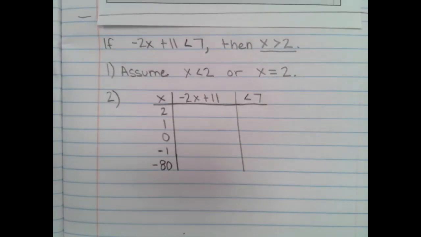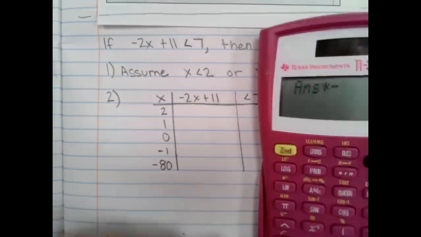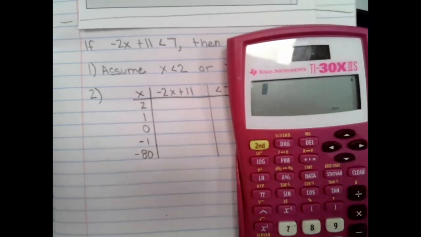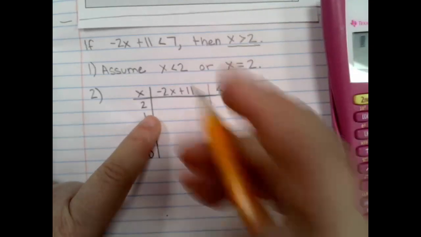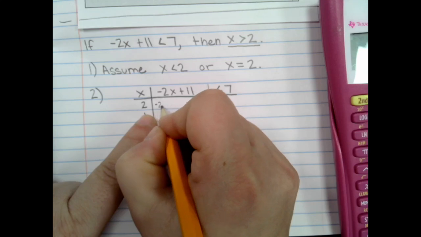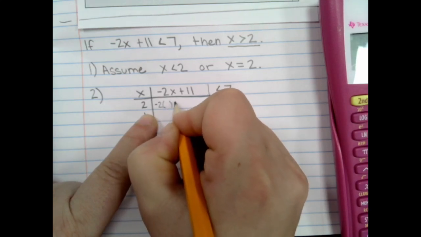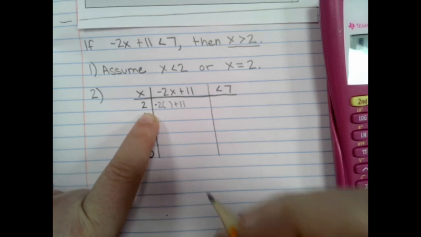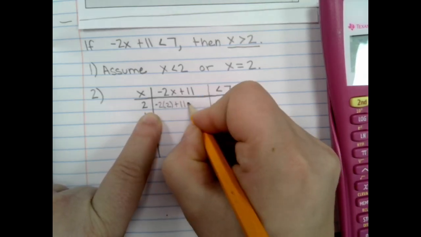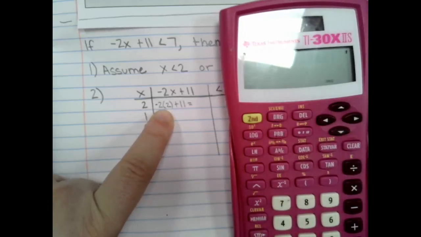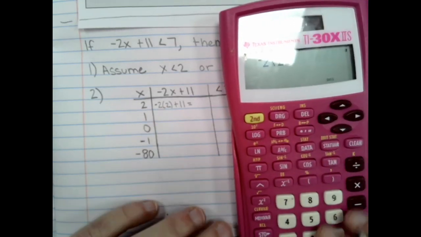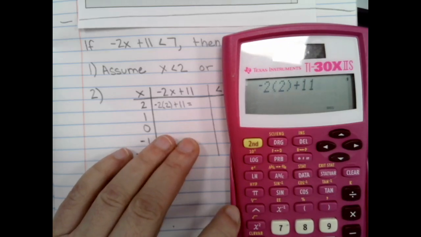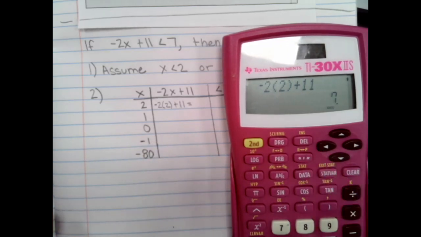So we're going to take our calculator. We could use Desmos if we want. I don't have my Desmos calculator back here, so I'm going to use this calculator here. To start off with, what we're really doing here is we're saying negative 2 times something plus 11. So what's our first input? Negative 2 times 2. So I'm going to put that in my calculator. Negative 2 times 2 plus 11. And our answer is 7.